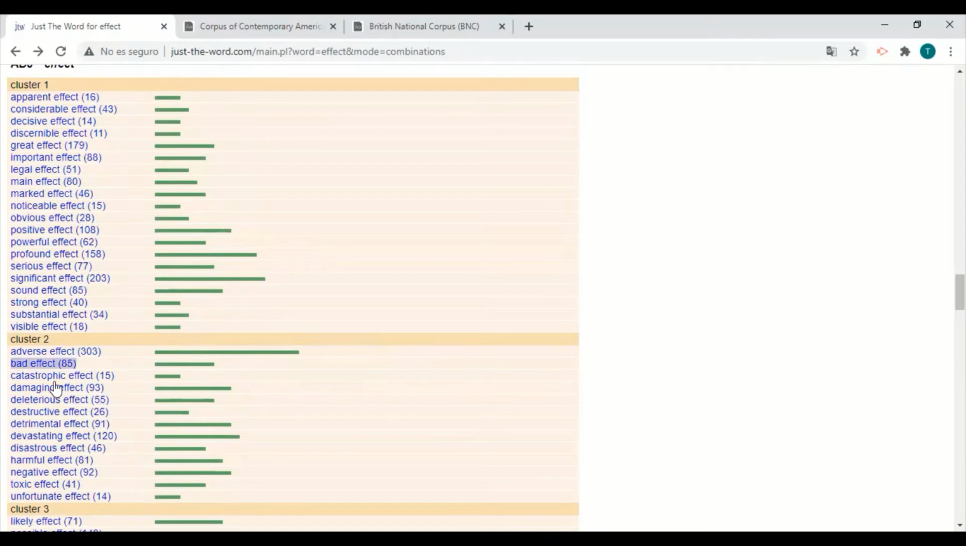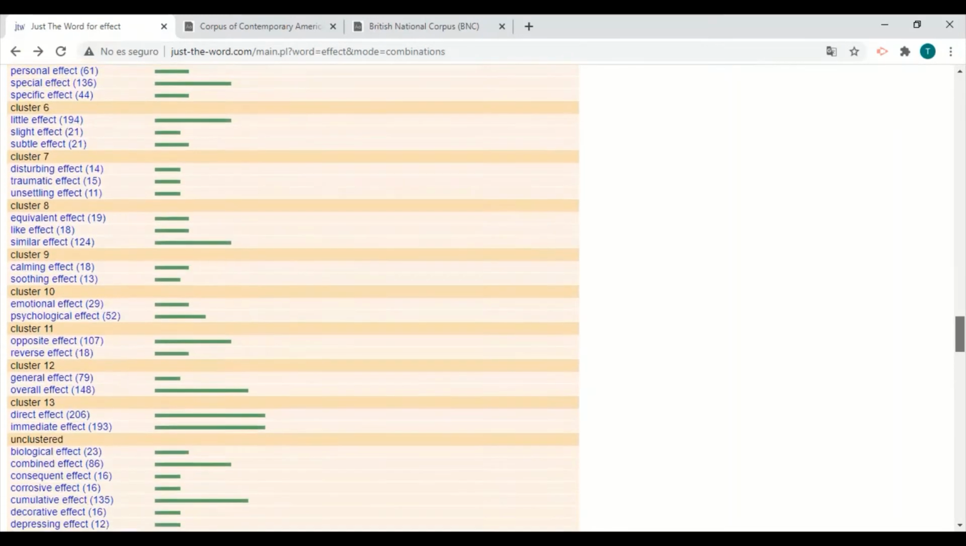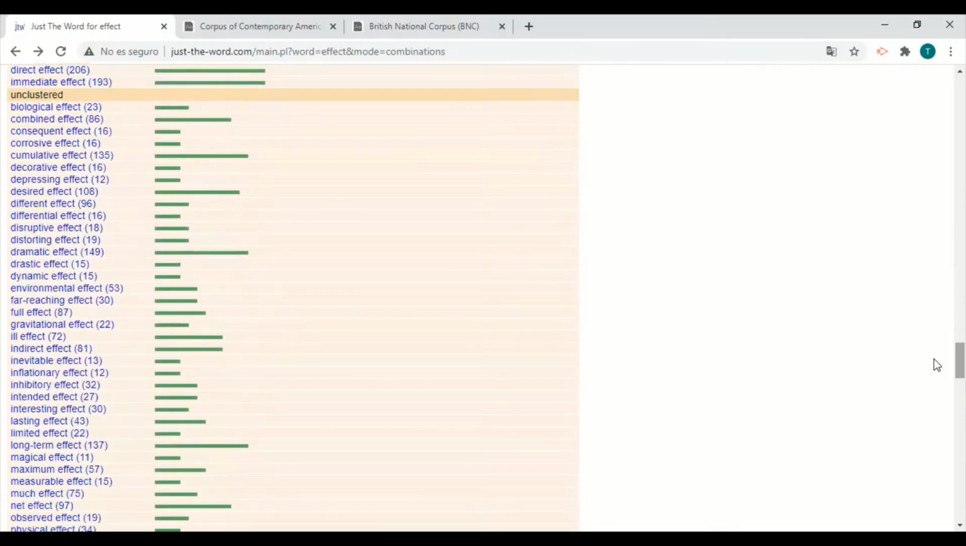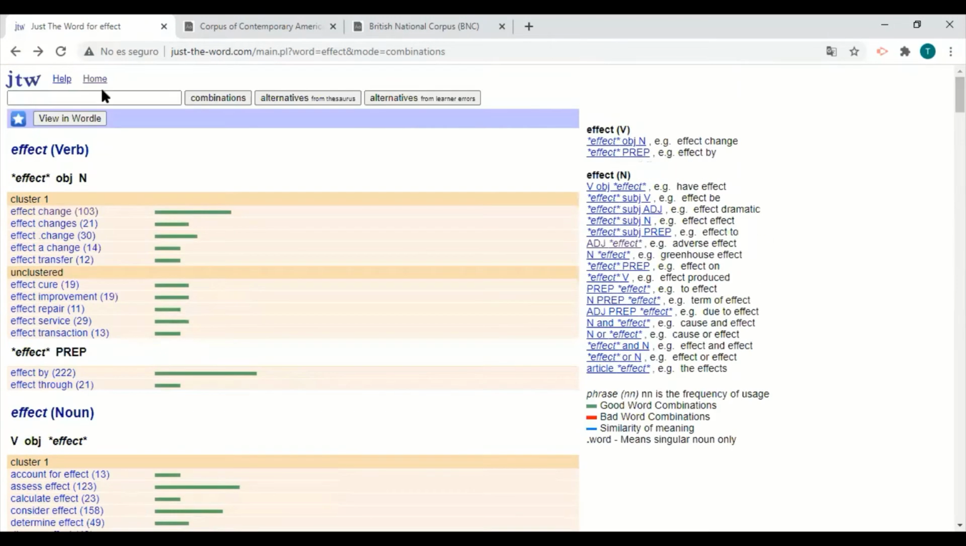We need to find, well, negative effects. We can take a look here. So you will find many different clusters, and towards the end, this section unclustered. Here you have different collocations that are not related to each other. Let's see, biological, different effect, gravitational effect, intended effect, yes? Okay, but let's see.